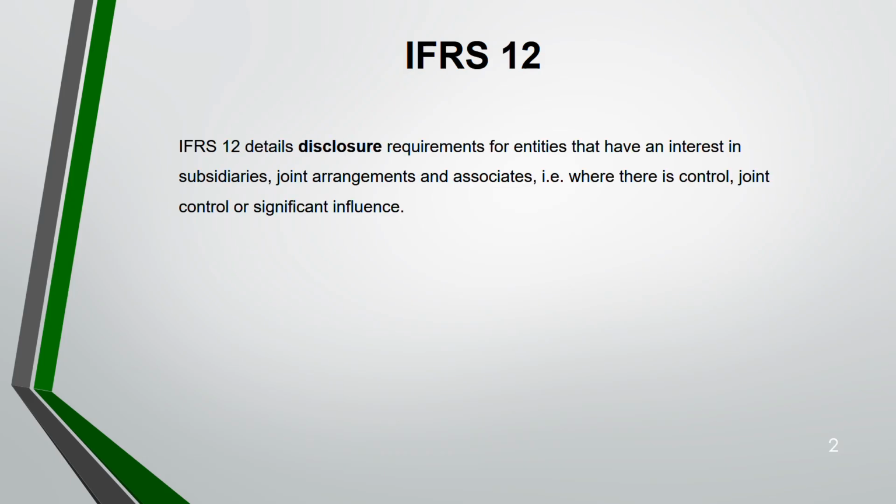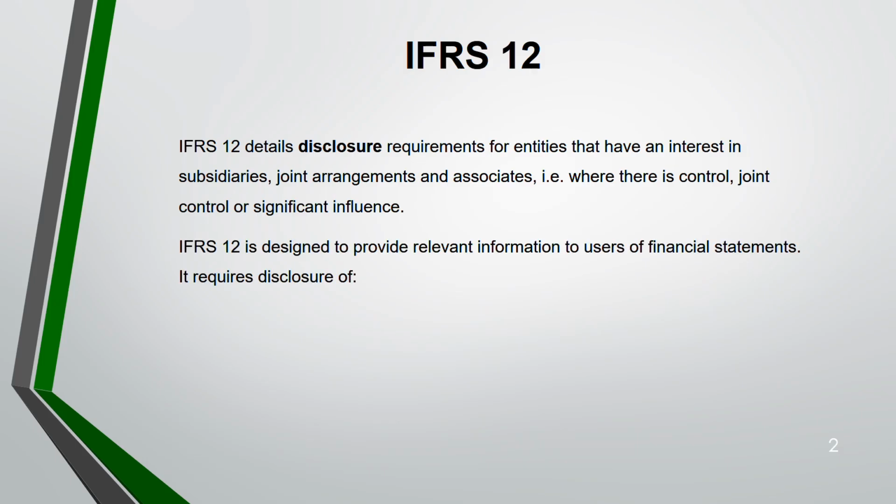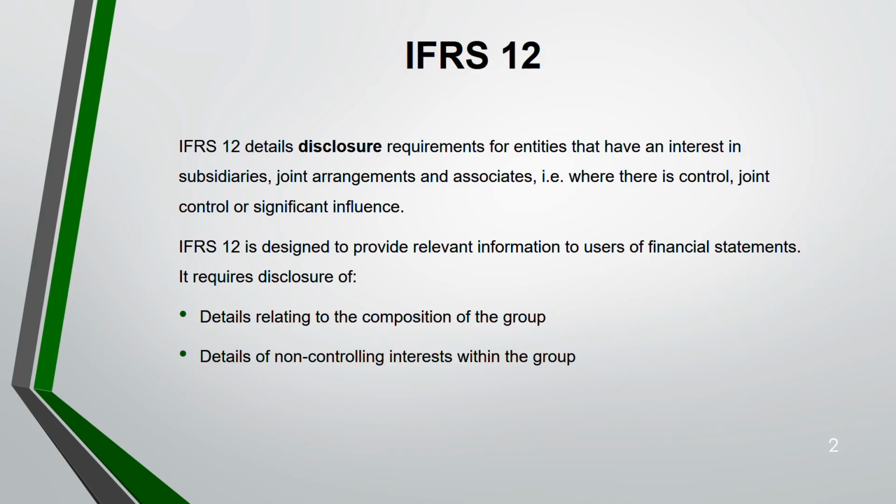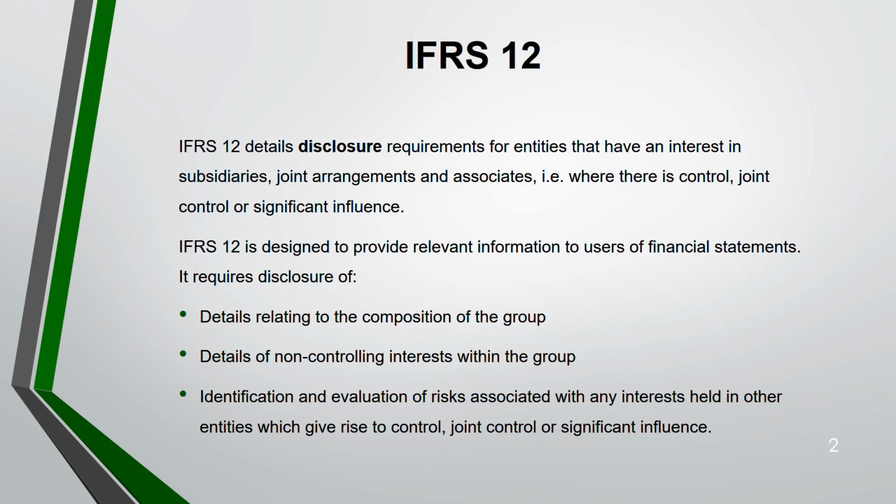This is mostly about disclosure. You have to disclose when you have an interest in a subsidiary, joint arrangement or associate. So you can either have control, joint control, or significant influence. IFRS 12 is designed to give relevant information to the users of financial statements. So you have to disclose details relating to the composition of the group, details of non-controlling interests within the group, and identification and evaluation of the risks associated with any other interest held in other entities, which gives rise to either control, joint control or significant influence.